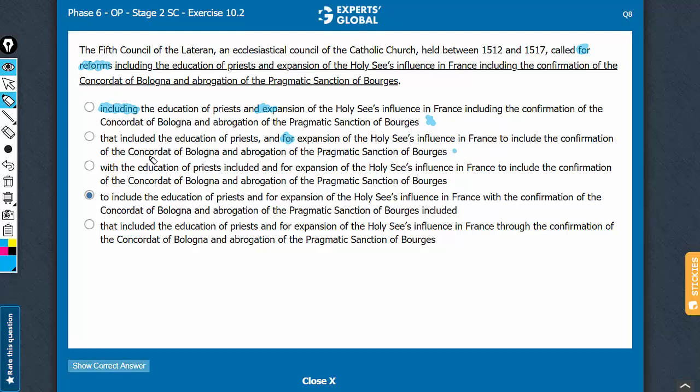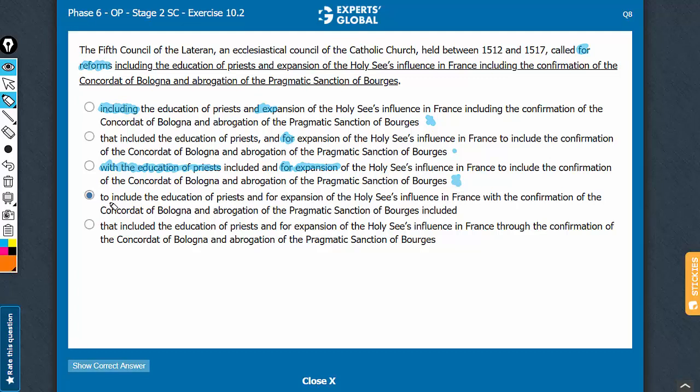Answer choice C called for reforms with the education of priests included. So that's passive voice. And again, this is likely to break the parallelism here. Called for A and for B. A here is called for reforms with the education of something, and B here is expansion of something to include something. So you see the two phrases here are not parallel. Answer choice C is not going to be correct.